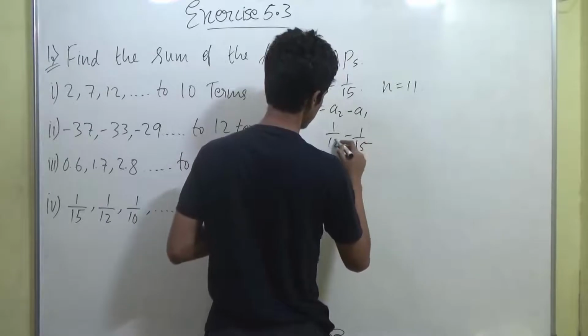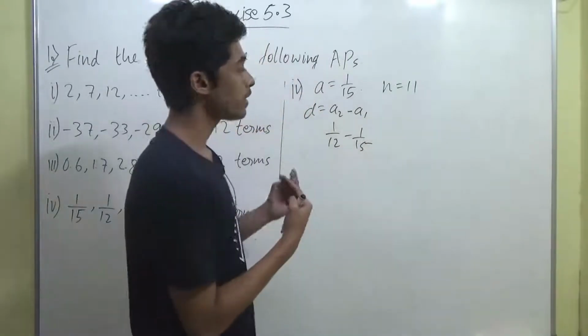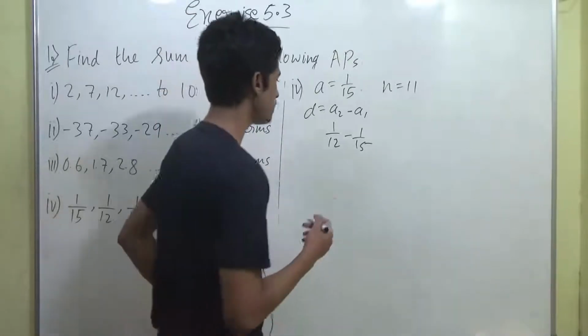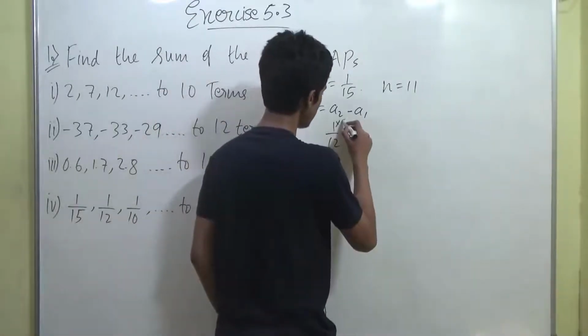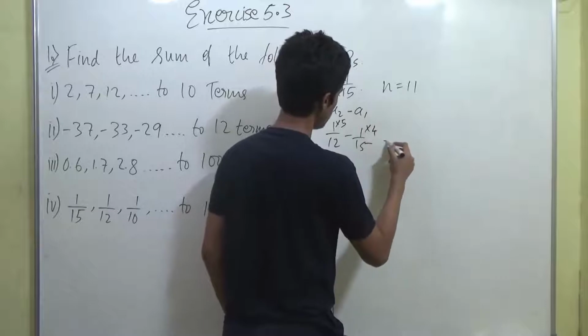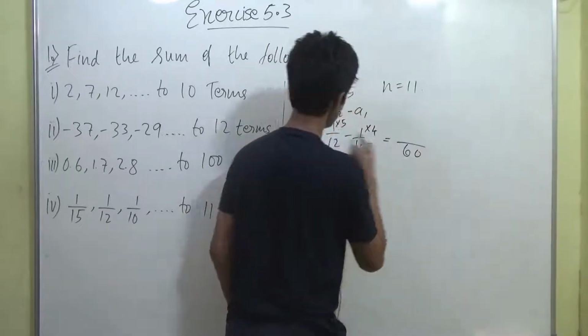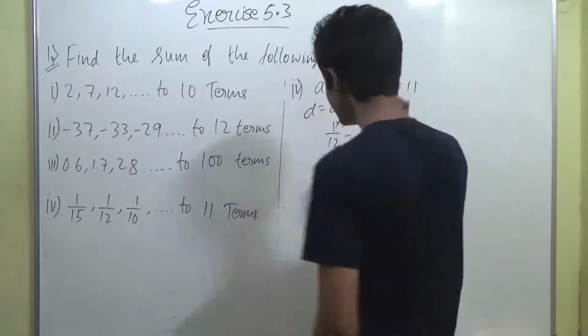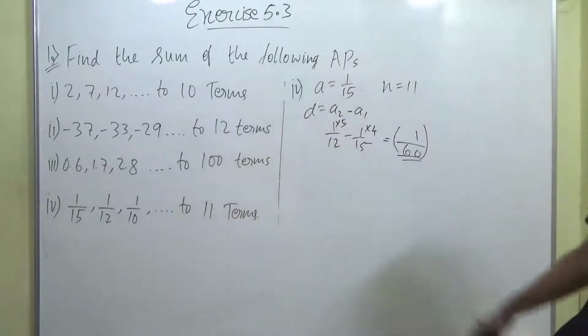by 15, right guys? So now we have to take the LCM. If we take the LCM, it's going to become 60. Okay, 60 will be its LCM. So this is into 5 and this is into 4, and down it's going to be 60. So here it's going to be 5 minus 4, 1. Okay guys, so D is 1 by 60.